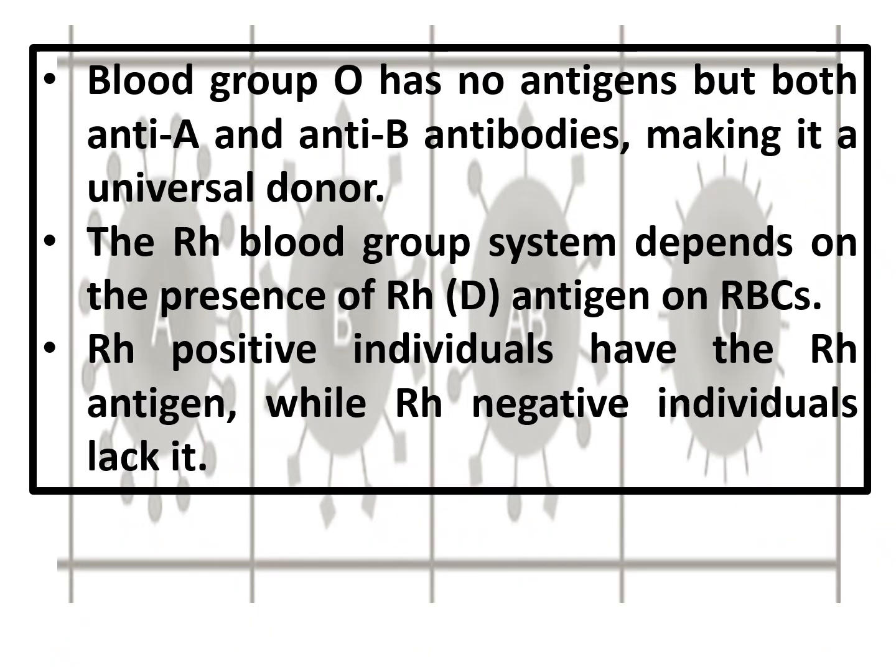Blood group O has no antigens at all, but both anti-A and anti-B antibodies are present, therefore making it a universal donor. Whereas blood group AB is the universal recipient, blood group O is the universal donor. They will not have any antigens. They will only have the anti-A and anti-B antibodies in their blood. Thus, they can donate to any blood groups.